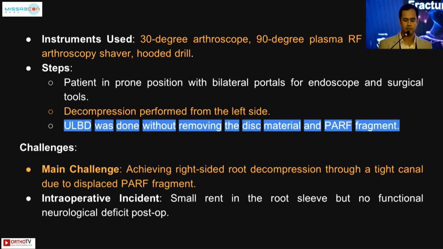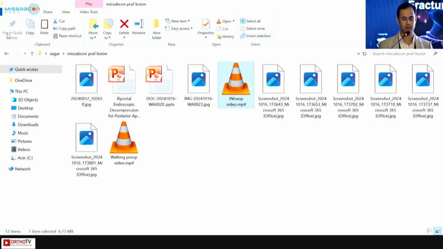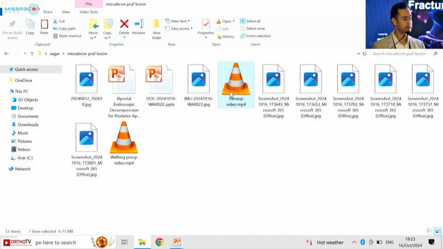The main challenge in doing this procedure was achieving a right-sided root decompression because of the tight canal and the displaced PARF fragment. Intraoperatively, I encountered a small rent in the root sleeve, but there was no functional neurological deficit in the post-op period. So I'll just skip to the operative video. This is the intra-op video after the decompression.